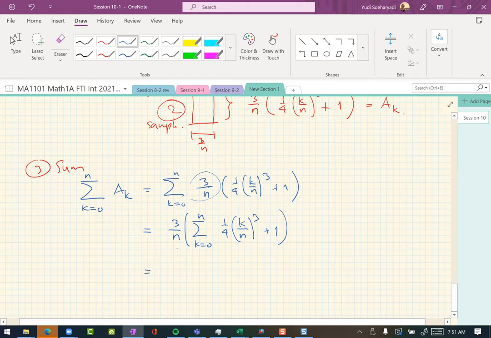okay, let's do the simplest thing first. This is just one. You can split the sum, this and this. This just gives you how many terms there are. I guess this is from one, not from zero. First approximation, second approximation, and so on. Okay, so this gives you n. We take 1 over 4n, so you have k cubed.